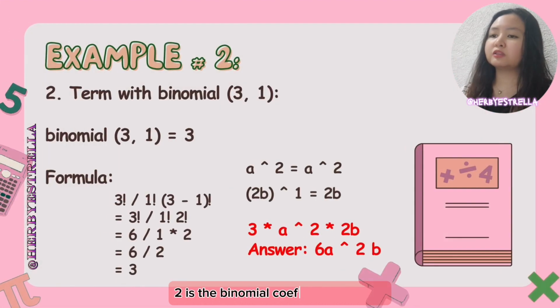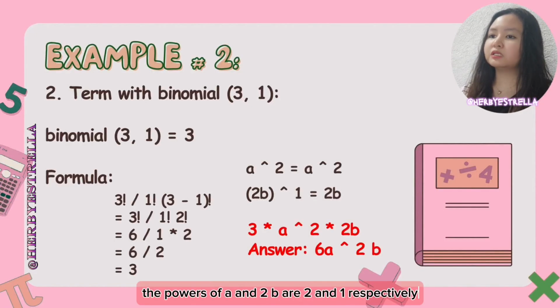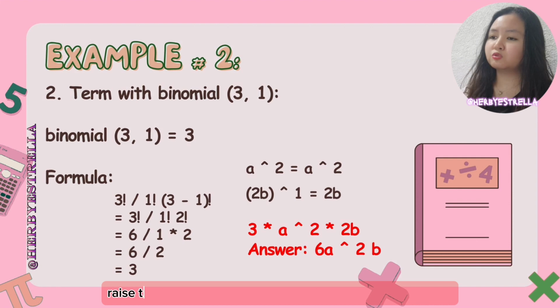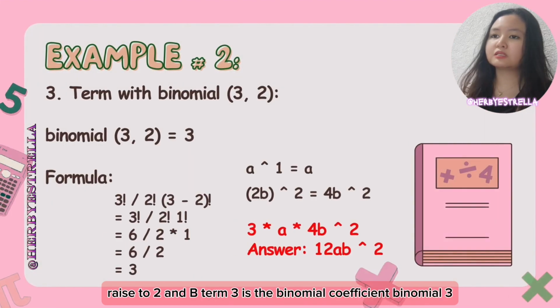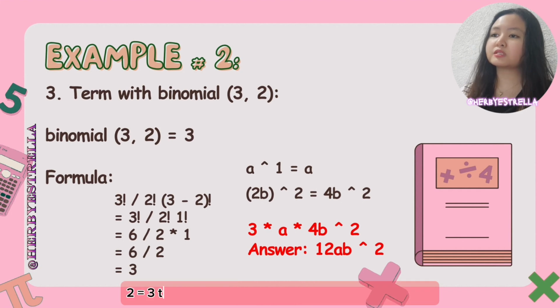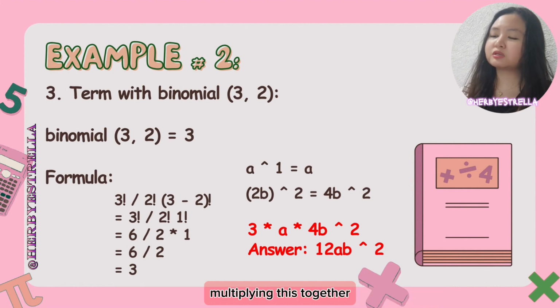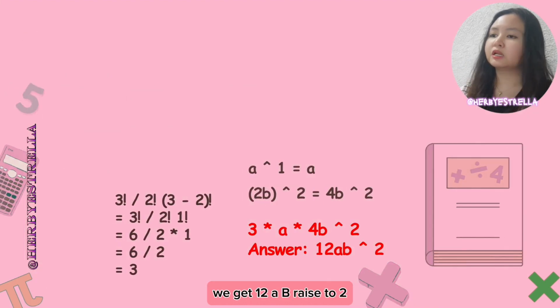Term 2, the binomial coefficient C(3, 1) equals 3. The powers of a and 2b are 2 and 1 respectively. Multiplying these together, we get 6a^2b. Term 3, the binomial coefficient C(3, 2) equals 3. The powers of a and 2b are 1 and 2 respectively. Multiplying these together, we get 12ab^2.